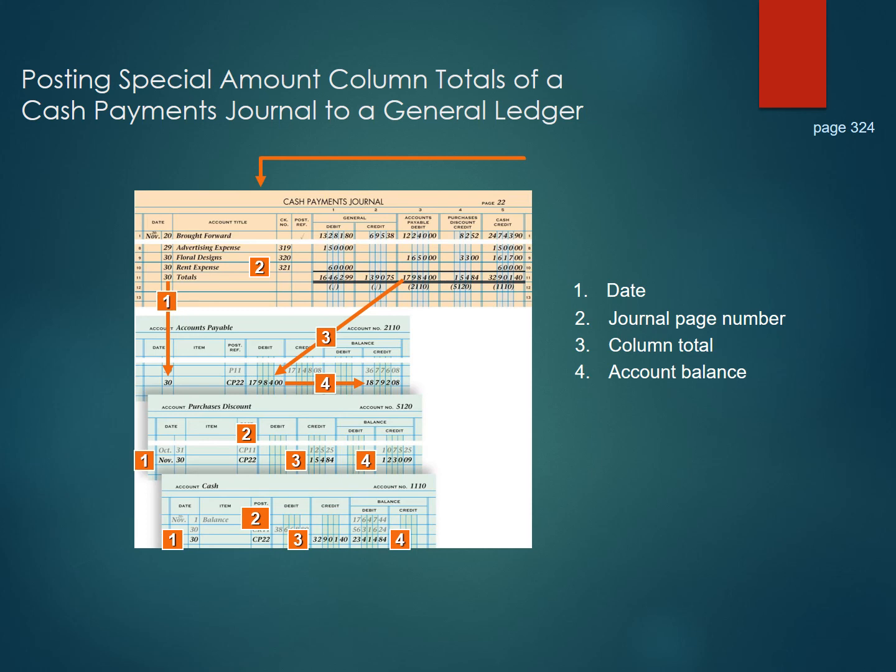The last account to be posted to is our cash credit. We will go to our cash account in the general ledger, record the date, the post reference, and then the credit of $32,901.40. We will then determine our new credit balance, and the last step will be to put the account number in parentheses underneath the cash credit column. These account numbers indicate that the totals for each of the specialty columns 3, 4, and 5 have been posted appropriately into the general ledger.